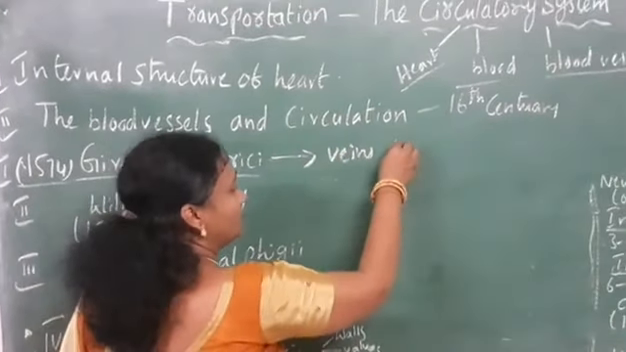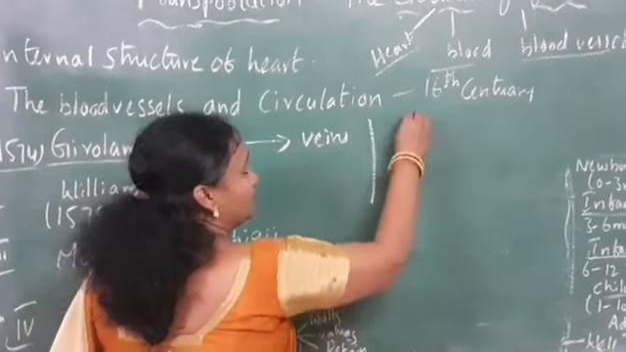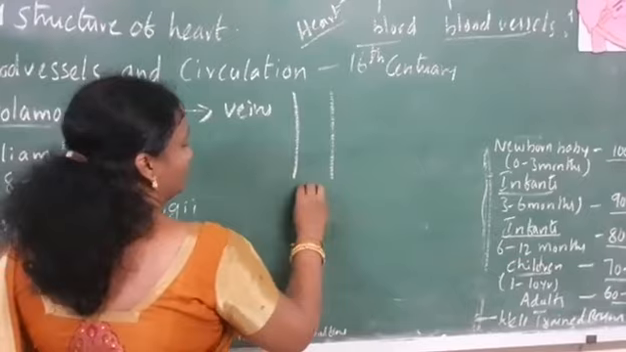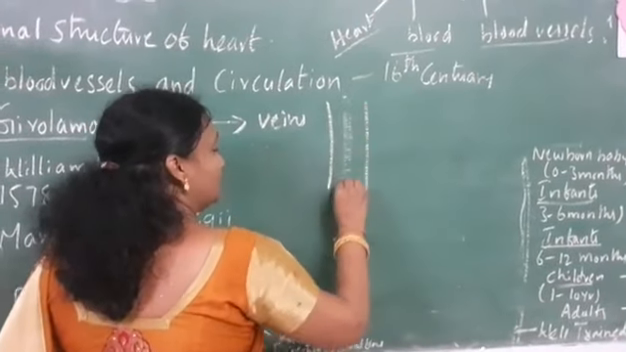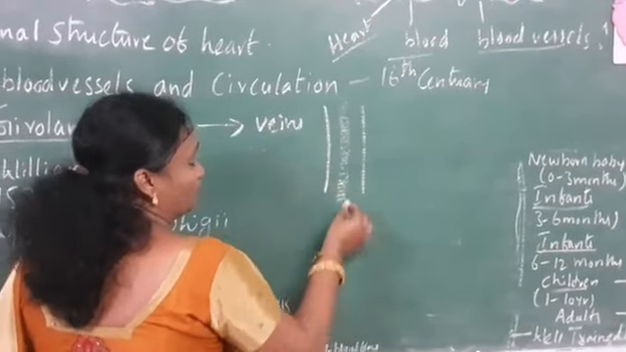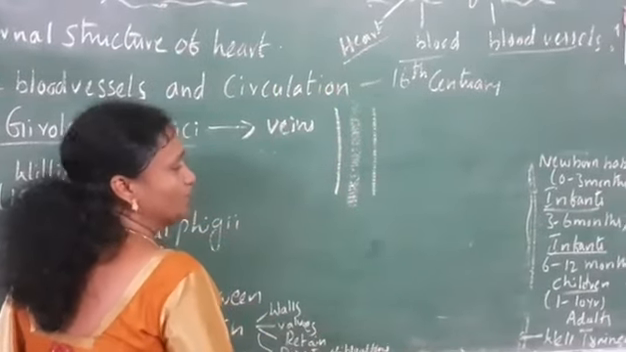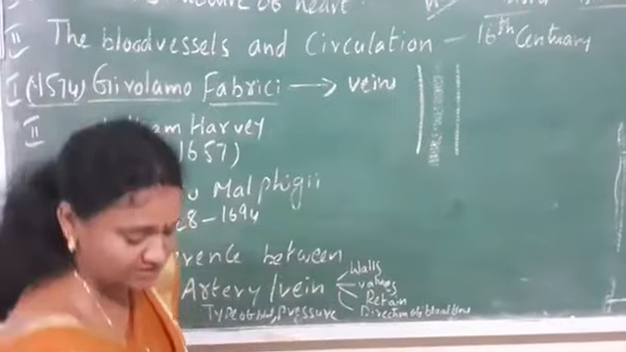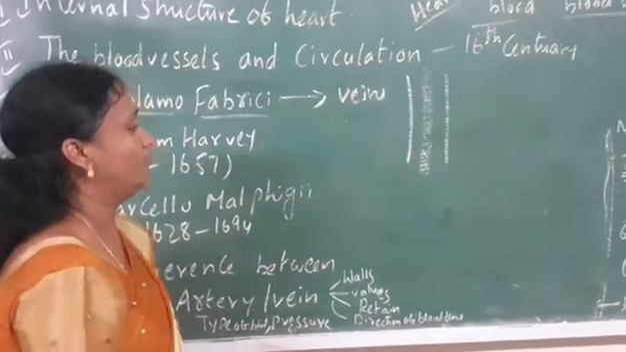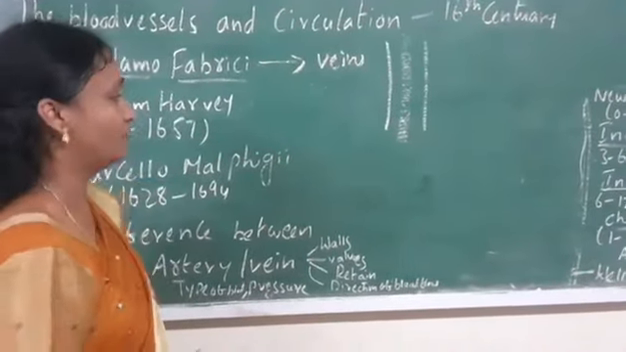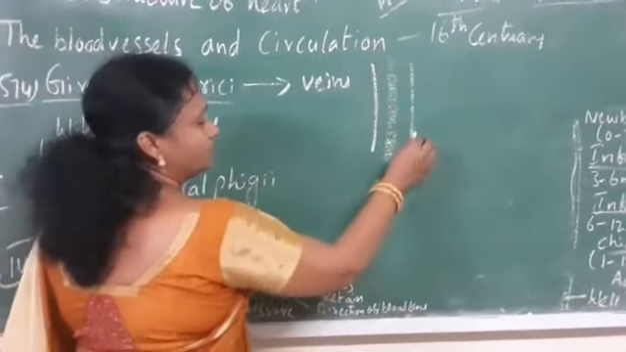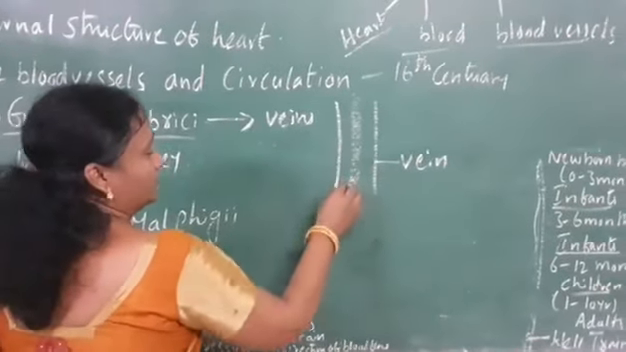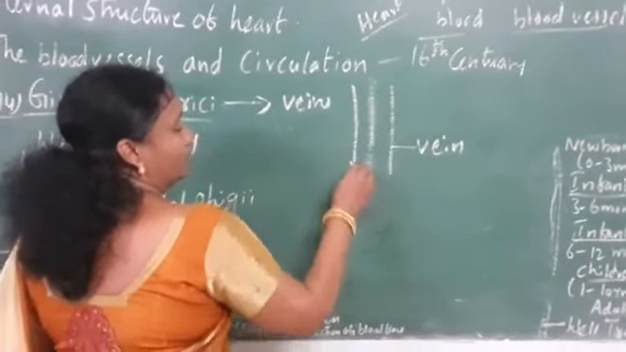So when we observe the veins in the leg, you know that the veins bring the blood to the heart. So the blood flowing in the veins moves towards the heart, which means it is moving against gravity. Generally you know that whenever any object is dropped, it falls down because of the gravitational force. But in the veins, the blood is moving against the gravity, and it flows in one direction.